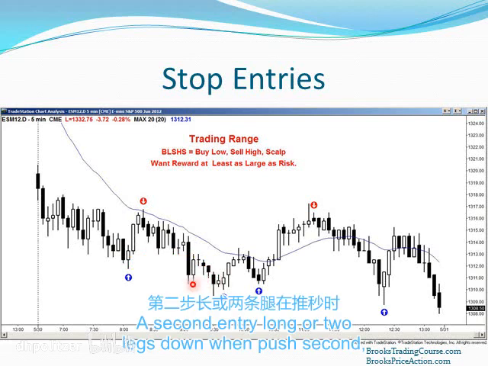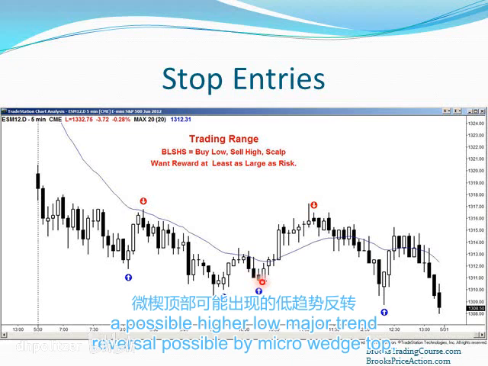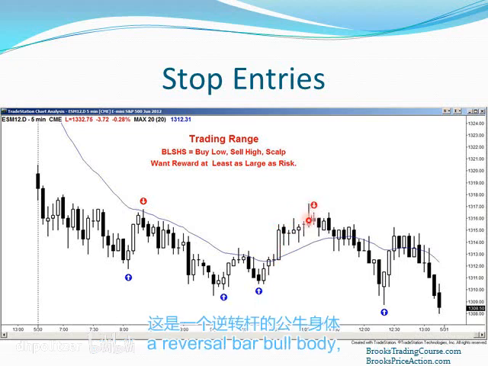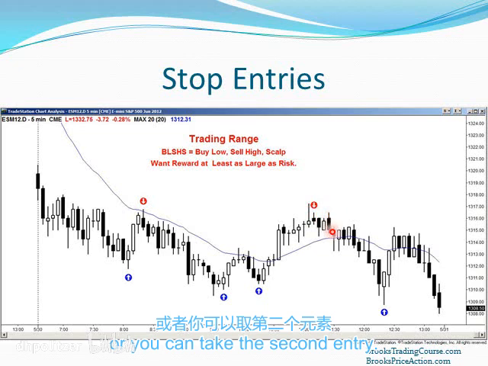A second entry long, or 2 legs down, 1 push, second push down, failed bear breakout and reversal up. Also down near the bottom of the range, possible higher low major trend reversal, possible buy. Micro wedge top, a reversal bar, bull body, not ideal. You could take the first entry or you could take the second entry.